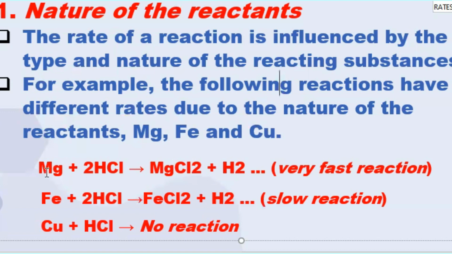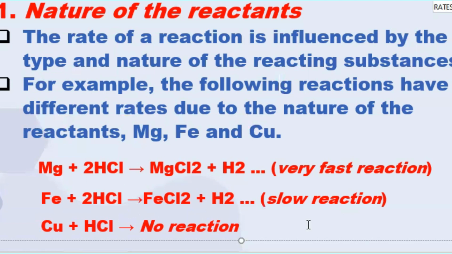Therefore, the reaction between magnesium and hydrogen chloride is a very fast reaction. The desired product will be obtained within microseconds. But the reaction between iron and hydrochloric acid is a slow reaction. It takes a minute, an hour, or even days.